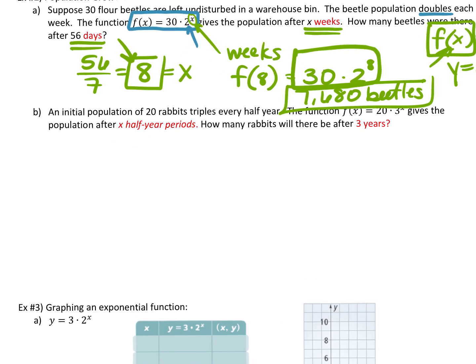An initial population of 20 rabbits triples, see the 3? Triples every half year. The function, f of x equals 20 times 3 to the x, gives the population after x half-year periods.